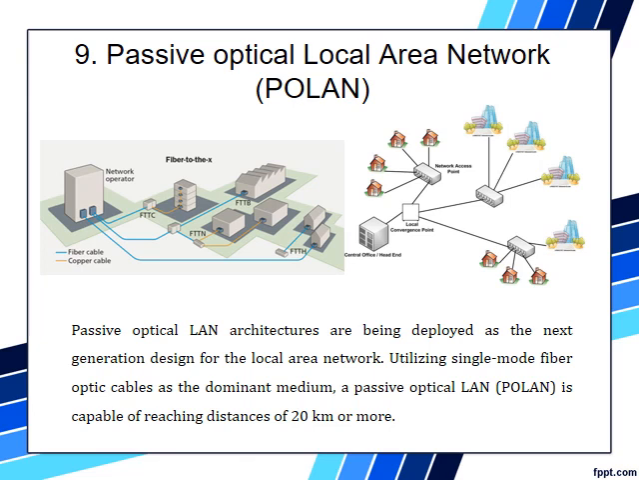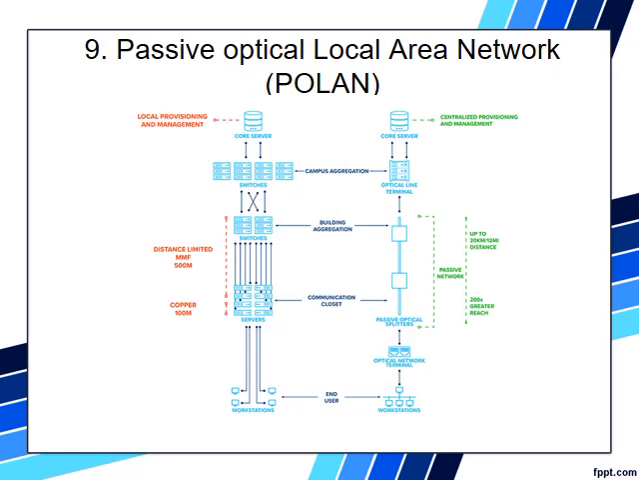Passive optical local area network, POLAN. POLAN architectures are being deployed as the next generation design for the local area network, utilizing single mode fiber optic cables as the dominant medium. Passive optical is capable of reaching distances of 20 km or more. In the figures above, you can take a look. This figure is also an example for POLAN network.